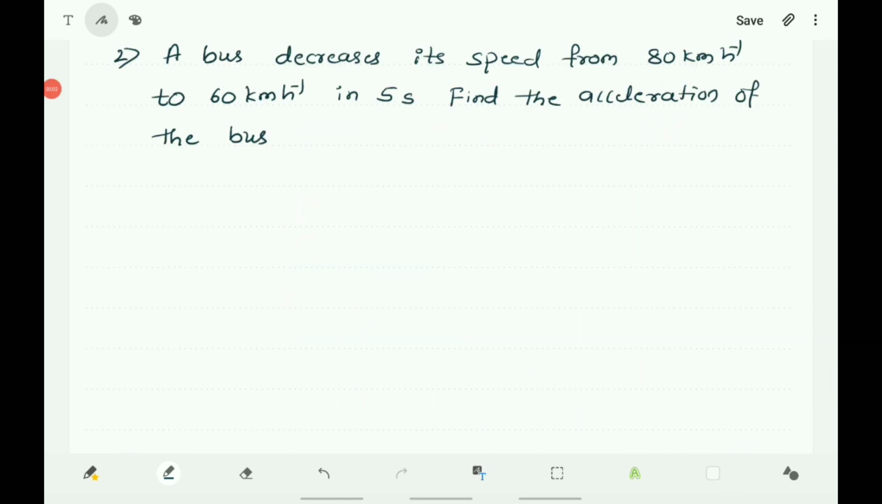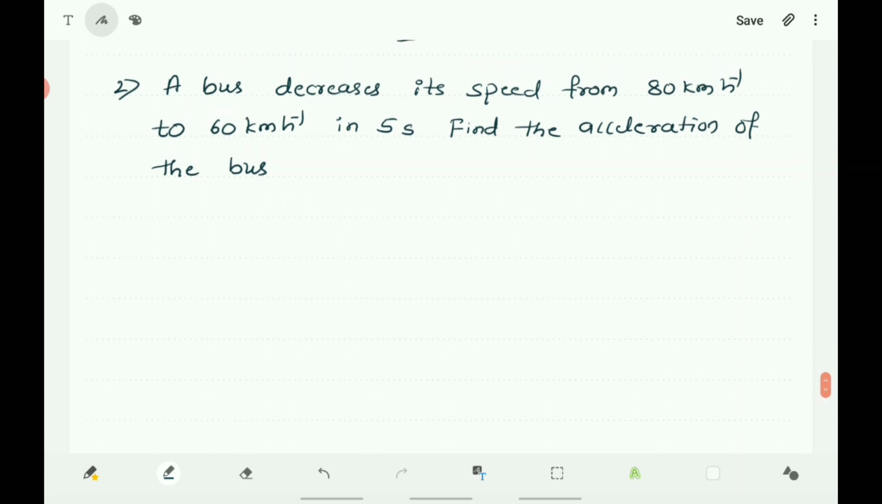One more question: a bus decreases its speed from 80 km per hour to 60 km per hour, that is 80 km h to the power of minus 1 to 60 km h to the power of minus 1, in 5 seconds. Find the acceleration of the bus. It is known that the speed decreases, so it is negative acceleration.